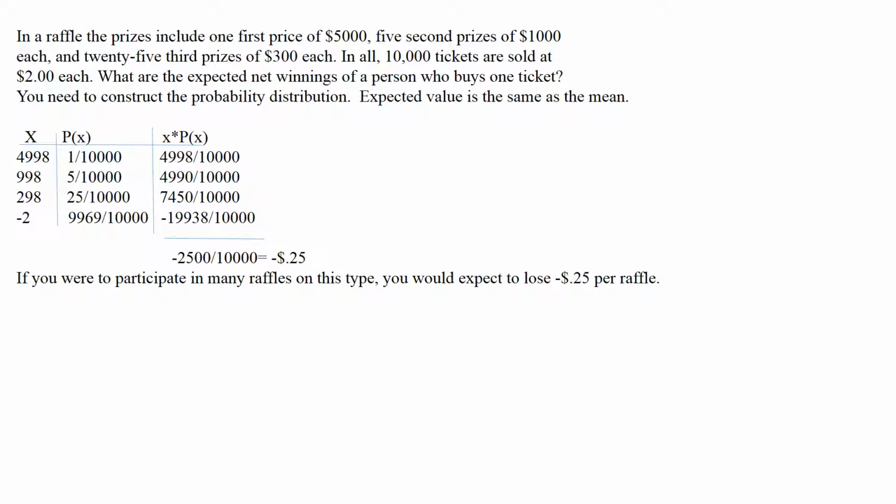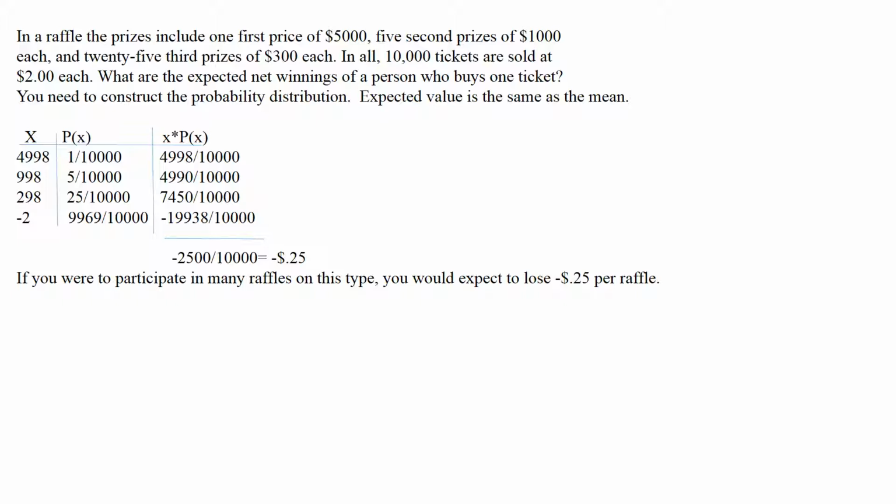Question 7. In a raffle, the prizes include one first prize of $5,000, 5 second prizes of $1,000 each, and 25 third prizes of $300 each. In all, 10,000 tickets are sold at $2 each. What are the expected net winnings of a person who buys one ticket? In this problem, you must construct the probability distribution. Here are the possible values of x.